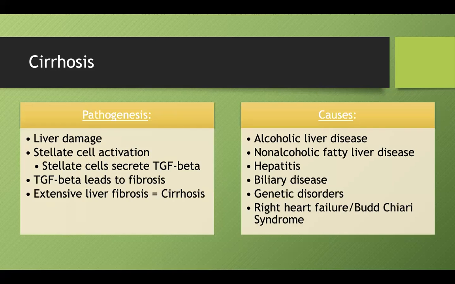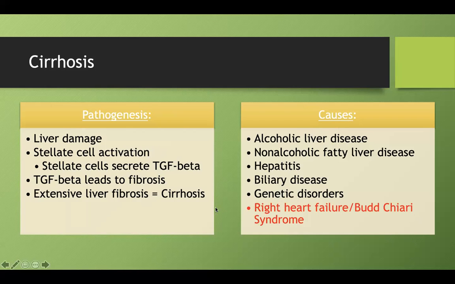There are several causes of cirrhosis. This probably doesn't even include a third of what can cause cirrhosis. We're going to go over most of these today, though. Alcohol, non-alcoholic fatty liver disease, hepatitis, biliary disease, genetic syndromes, congestive liver disease that we talked about earlier. These can all cause cirrhosis.